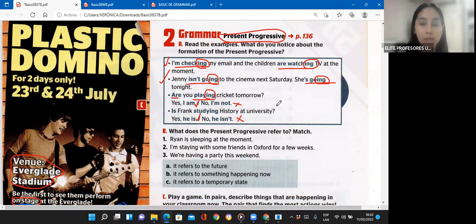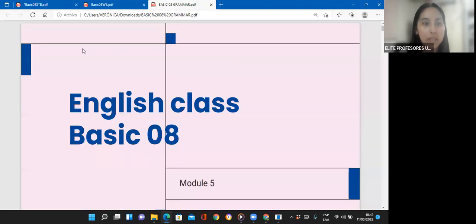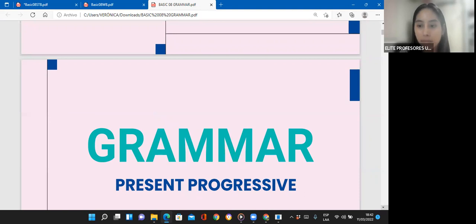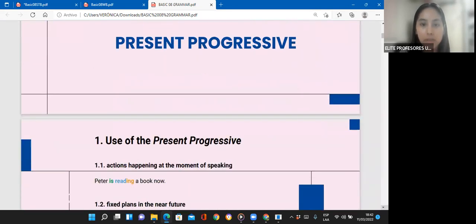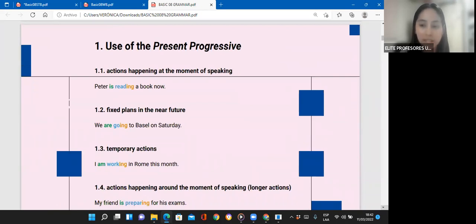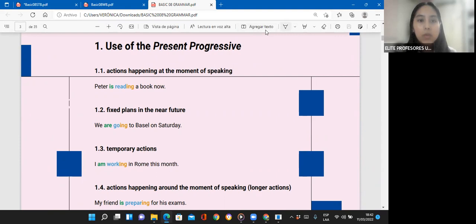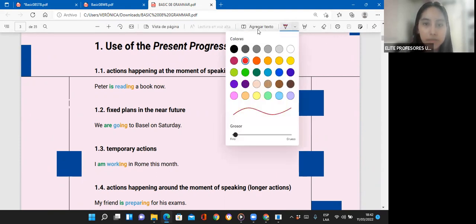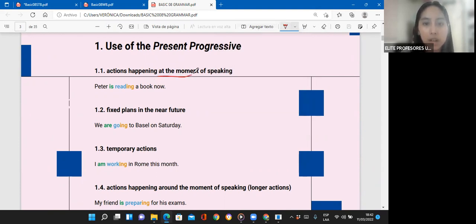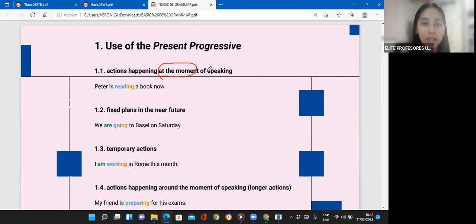Okay, there are more things that we have to learn about the present progressive. For example, I prepared here my presentation, PowerPoint. We have grammar, present progressive. When do we use, or in which cases do we use the present progressive? Do we have time? Yes. First, we use it when we want to talk about actions that are happening at the moment of speaking. While you are speaking, you can use the ing or the present progressive. For example, Peter is reading a book now, at the moment, now. Also, we can use the present progressive when we want to talk about fixed plans in the near future.